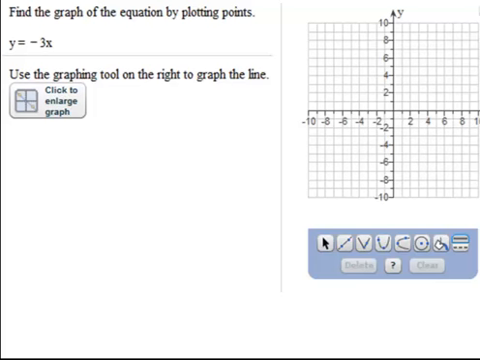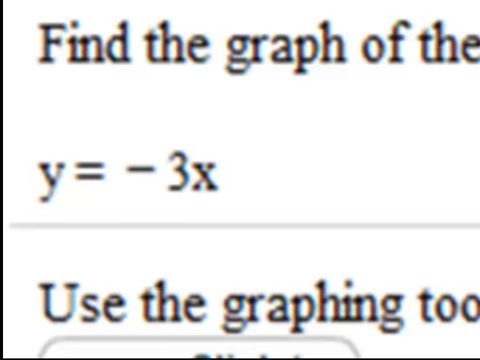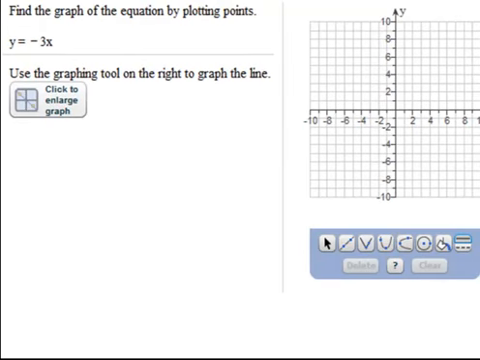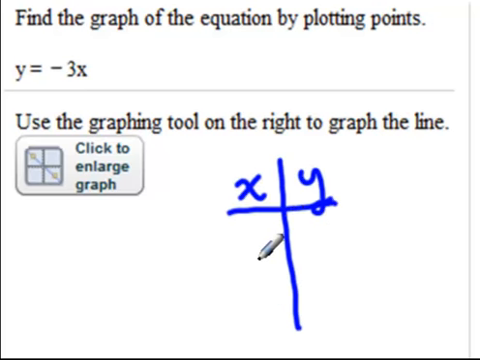Find the graph of the equation by plotting points. The equation is y equals negative 3x. We're going to start by plotting some points. I'm going to make a table of values x and y. You can choose any number you want for x and find the y partner, or you can choose a number for y and find the x partner.